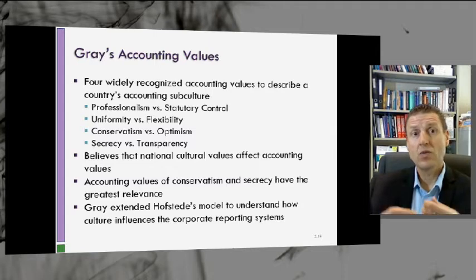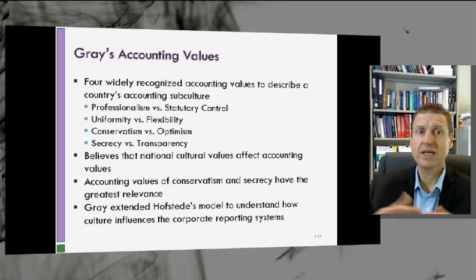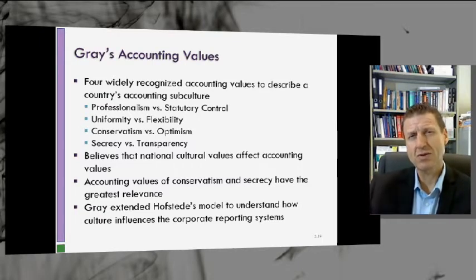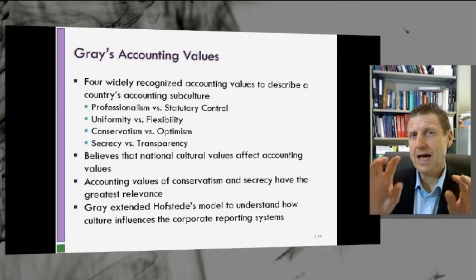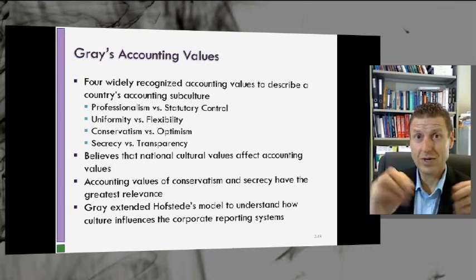And he came up with this notion that there are these different accounting values that explain a country's accounting subculture. Professionalism versus statutory control. Uniformity versus flexibility. Conservatism versus optimism. Secrecy versus transparency. You could just about guess how code law and common law countries would be different.